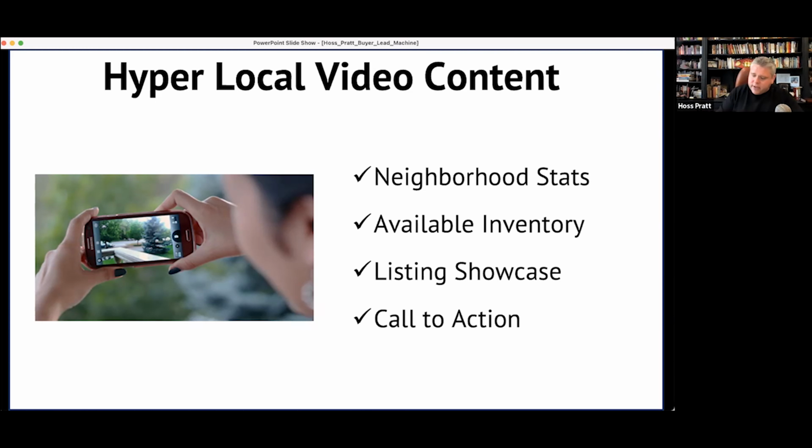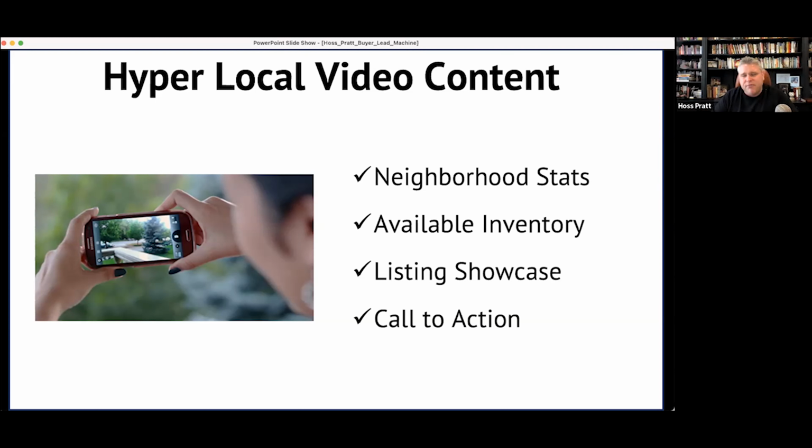And you go through and you say, there's been 17 houses on the market, 17 of them sold. The average price per square foot is this. We have buyers that want to move to this neighborhood. We're looking for sellers. So if you're looking to sell, we've got to get used to using hyper local video content.